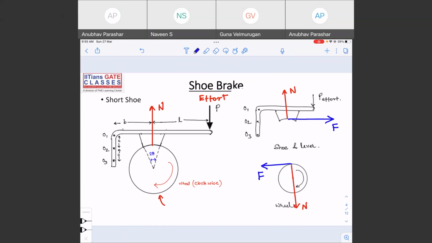Okay, so the lever can be hinged at three positions. Generally, there are three types of questions where the levers are hinged at three different positions.